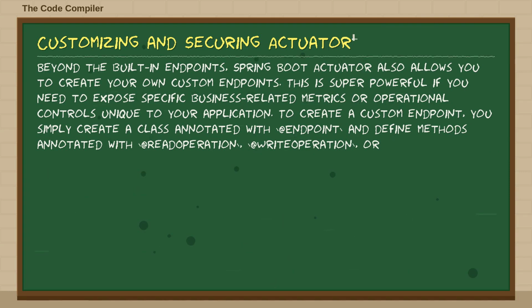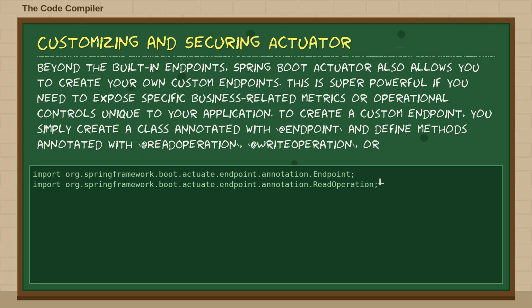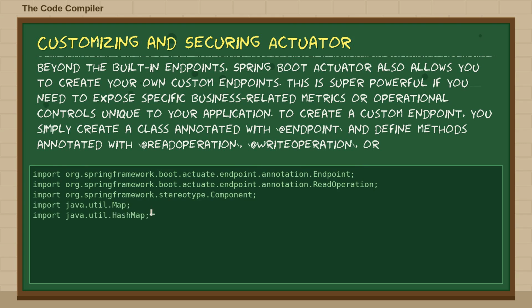Moreover, securing your actuator endpoints is paramount, especially in production environments. You should integrate Spring Security to protect these endpoints, ensuring only authorized users or systems can access sensitive information or perform actions. Always expose only the necessary endpoints and protect them diligently. Customization gives you flexibility, while security gives you peace of mind.